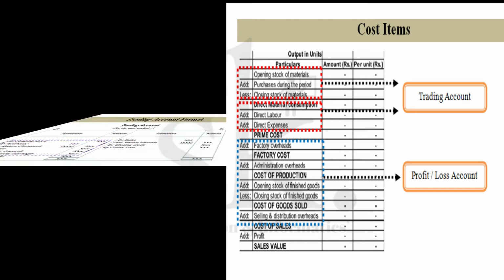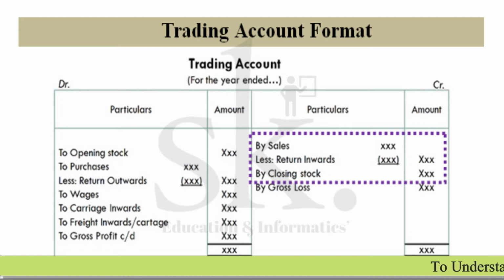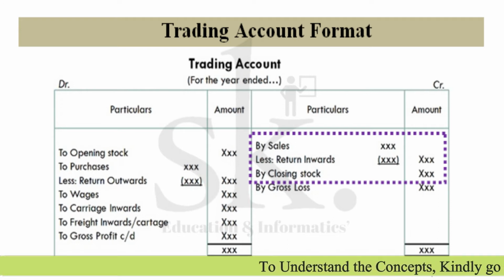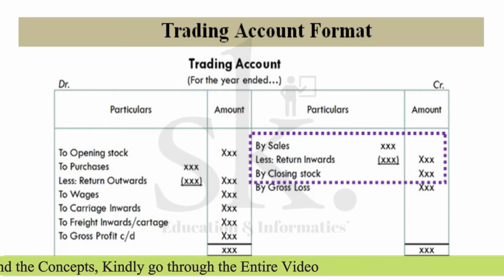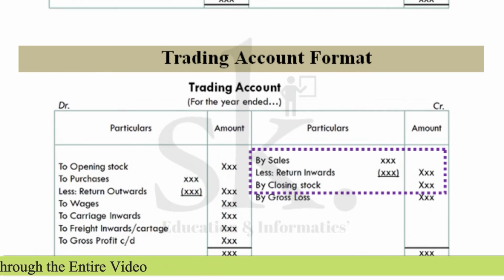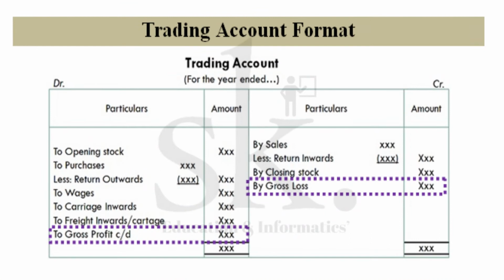On the credit side, since we are doing a trading account, we take sales, subtracting the sales return, as well as we take closing stock. Now, if your credit side is more, that means sales and closing stock is more compared to the other expenses on the debit side, then we get a gross profit. Or else, if your expenses are more, that means the trading expenses are more compared to sales and closing stock, we get a gross loss. And this amount of gross profit or gross loss is required to be transferred to profit and loss account.